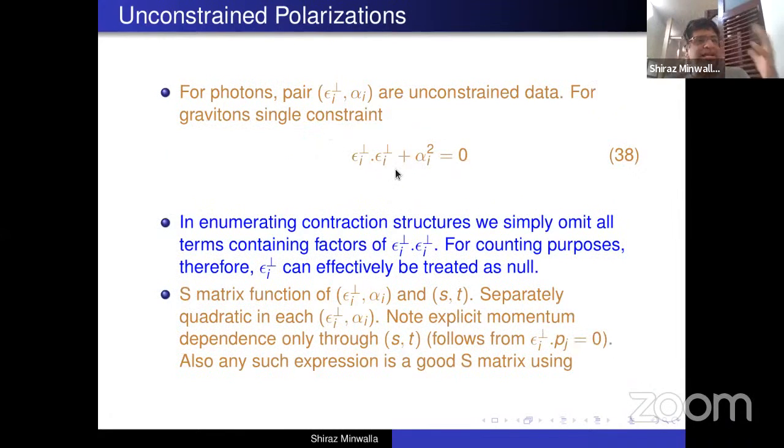The fact that our polarizations were traceless was one constraint between the dot product of the epsilon i perpendiculars and these alphas. That tells you that the dot product of these epsilon i's are completely determined in terms of alpha i's. And so up to polynomials in alpha i squares, epsilon i dot epsilon i perpendicular can be just treated as 0. So the data really is in these traceless epsilon i perpendiculars and alphas for each of these gravitons.